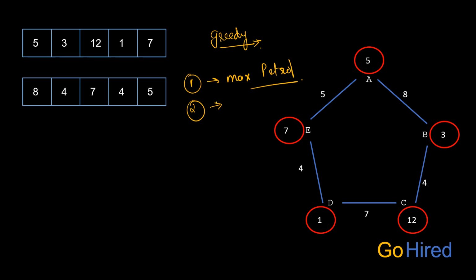Second greedy approach, what we can think about is the minimum petrol. Sorry, minimum petrol, that is minimum distance. Yes. Okay, in this also we can think. That is the second thing. Third thing, min difference. That is also a way. Now what is that min difference? The min difference is this.